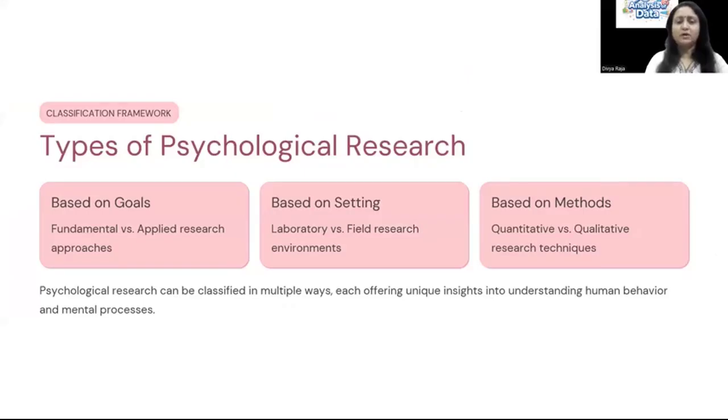So just a small background. There are different types of psychological research. They're categorized based on goals, setting, and methods. So based on goals, we have fundamental and applied research, and based on setting, as we have discussed earlier, laboratory and field research, and based on methods, which I'll be talking about now, quantitative and qualitative research techniques.